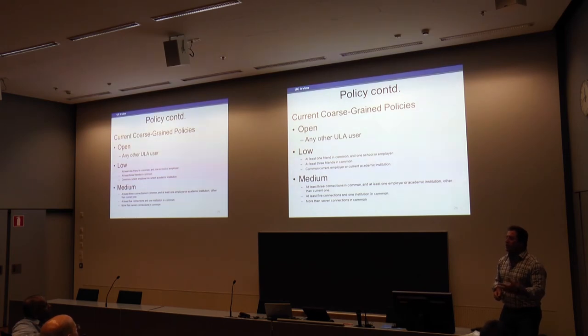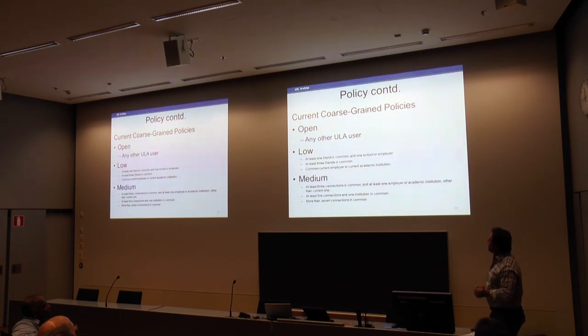Somebody who does this is probably a person who has a public LinkedIn profile, and some people have public profiles that expose things like their connections. So this would be for those types of people. For low, we picked a common policy after interviewing a few LinkedIn users: at least 1 friend in common and 1 employer or educational institution, or at least 3 friends in common. If any one of those conditions is satisfied, then we connect.